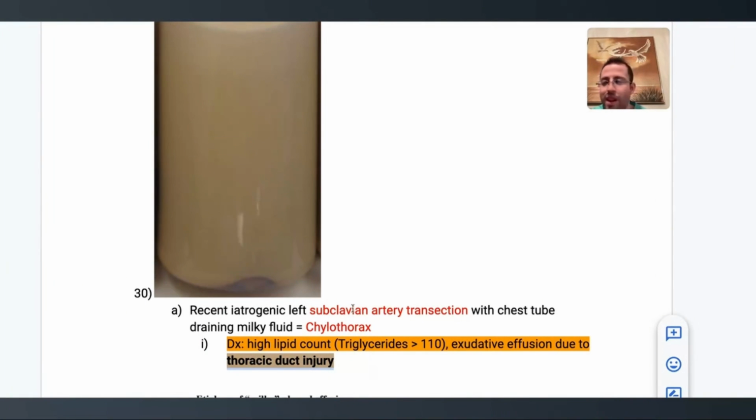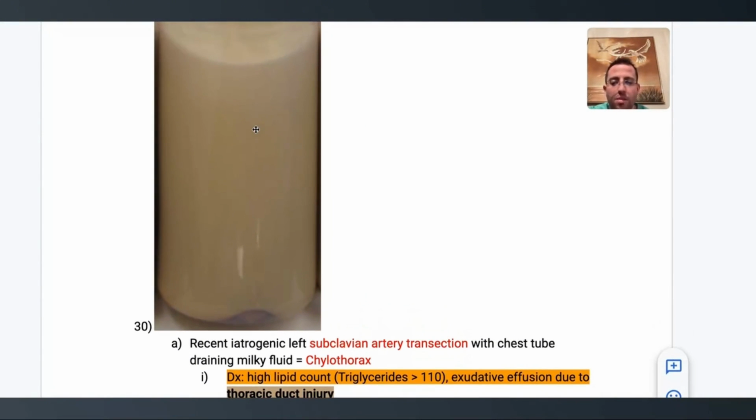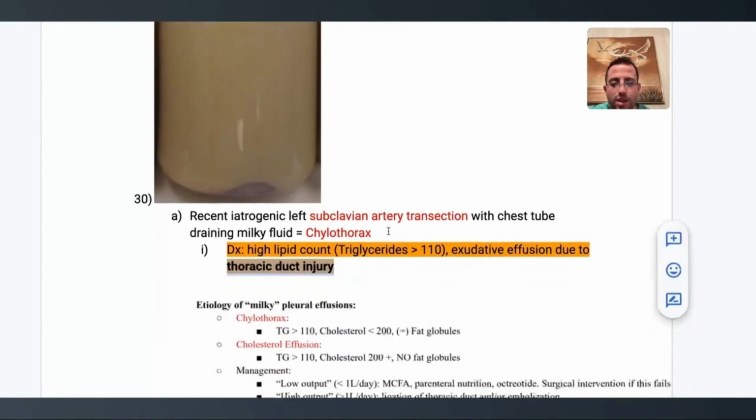It could be from some surgery, they're repairing the subclavian artery, and maybe they get into the thoracic duct and they have all this milky fluid draining out of their incision. Or maybe they have a pleural effusion with all this milky fluid. These are ways that thoracic duct injuries can present.